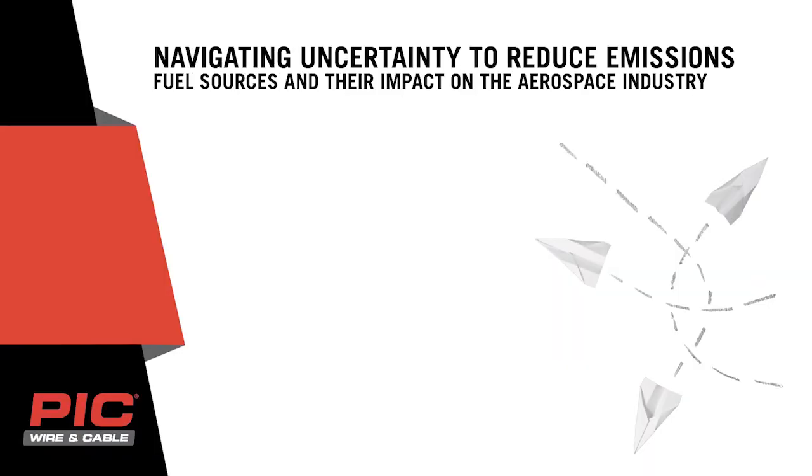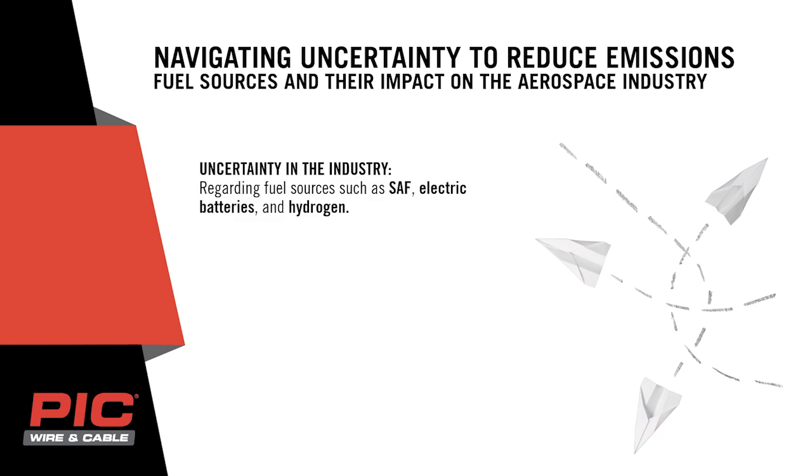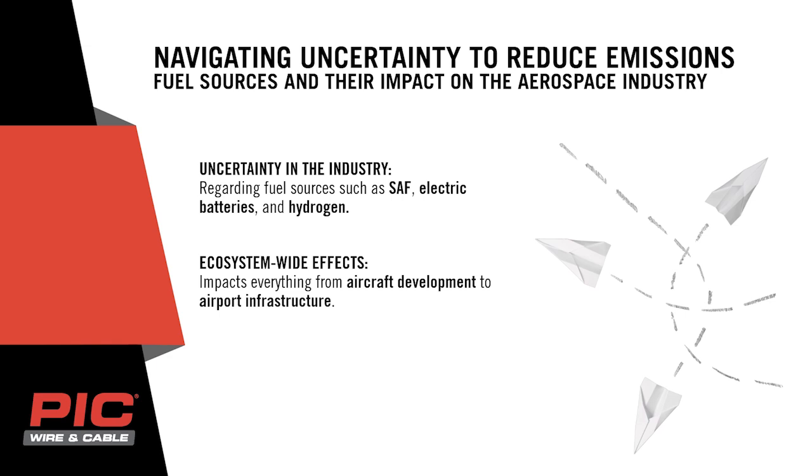The drive toward reducing CO2 emissions has introduced a lot of uncertainty in the industry, particularly regarding fuel sources like sustainable aviation fuel, electric batteries, and hydrogen. These fuel types affect the entire aerospace ecosystem, from aircraft development to airport infrastructure. For example, aerospace companies are hesitant to develop hydrogen-powered aircraft unless airlines commit to purchasing them, and airlines are equally reluctant to invest without the necessary refueling infrastructure in place. As you can see, change is not possible until the entire value chain has been synchronized to achieve zero emissions.